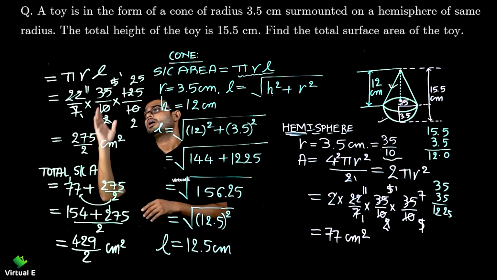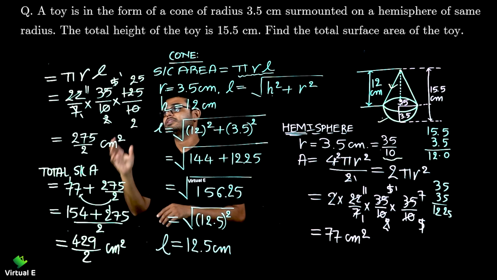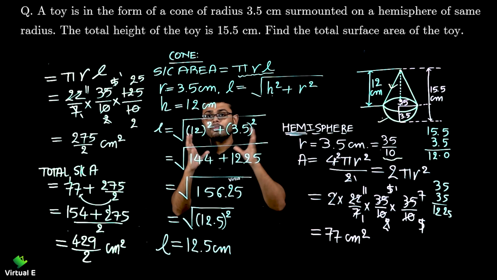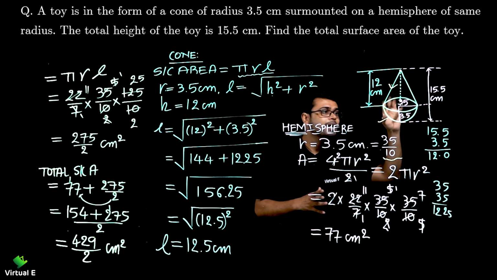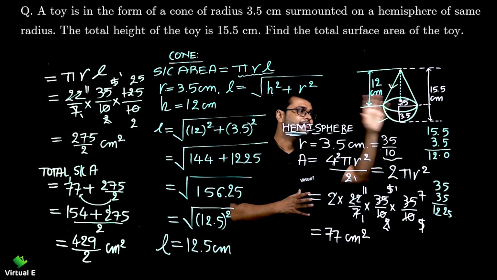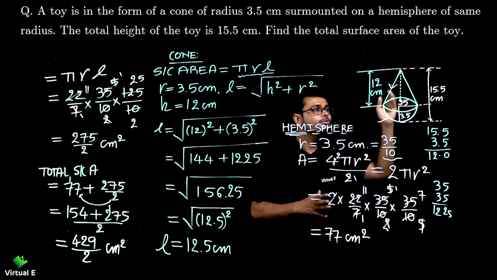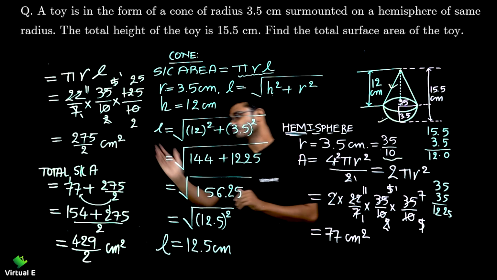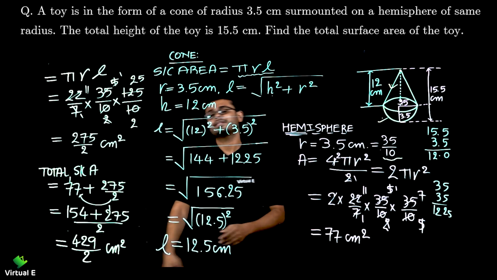Good. Now apply the formula, get the value of the surface area of cone. As we are talking about the combination of shapes, we need to combine those shapes and we can get this toy. So we are going to add the surface area of hemisphere with the surface area of cone. So do the simplification and get the answer.